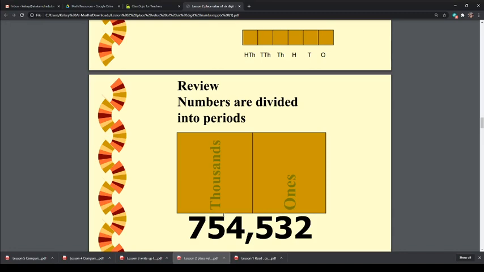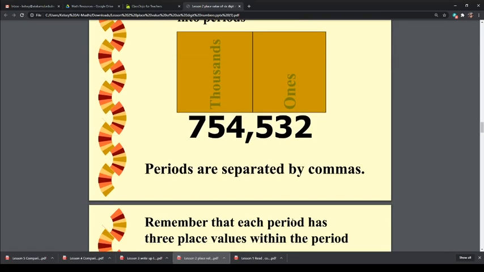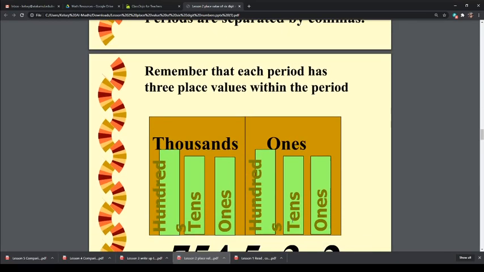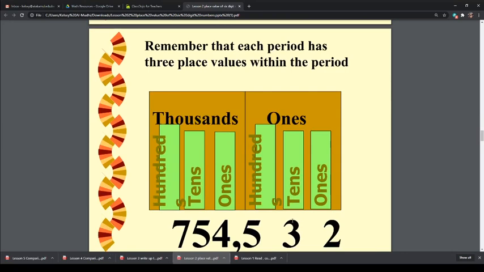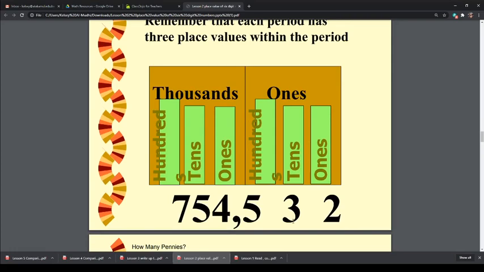Again, here's a review on how numbers are divided into periods. They are divided with a comma, 3 digits in each place. Remember again, each period has 3 places, values within its period, ones, tens, and hundreds.